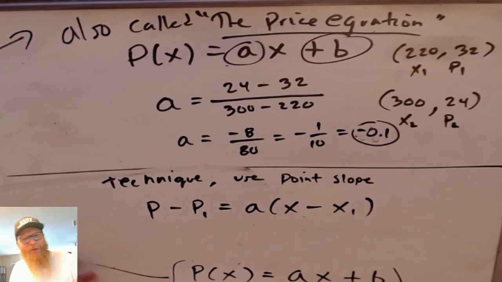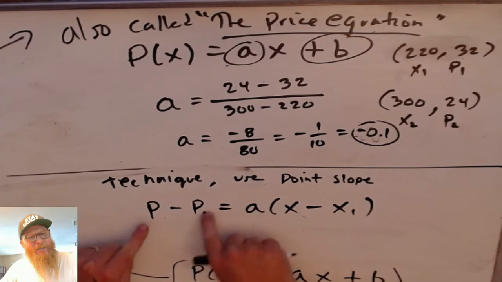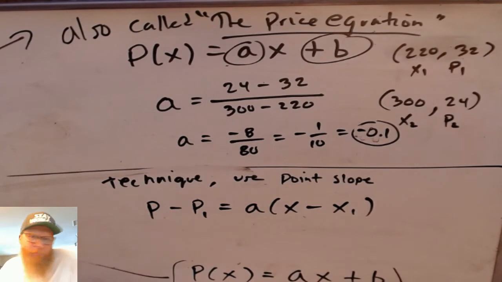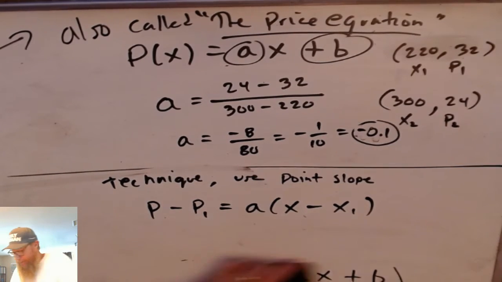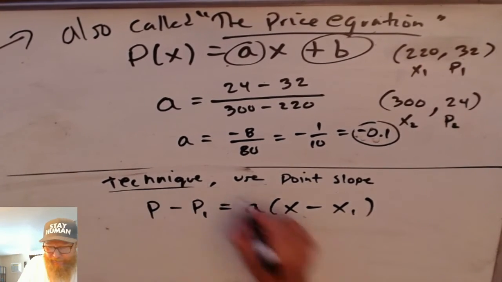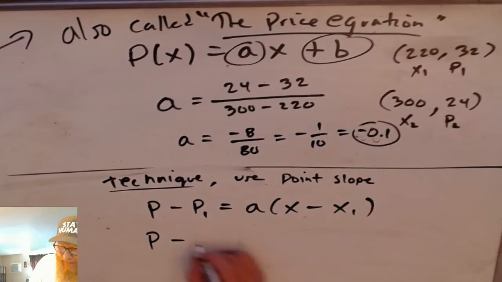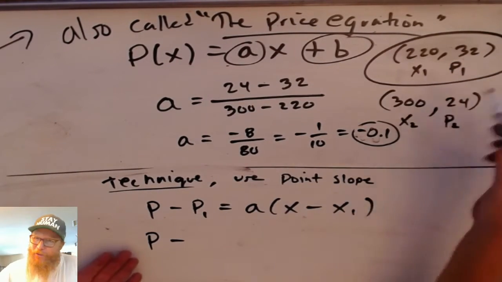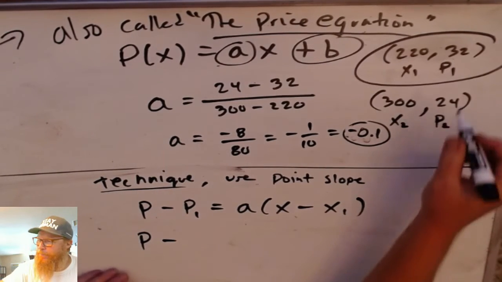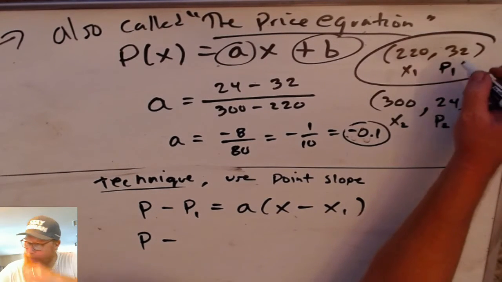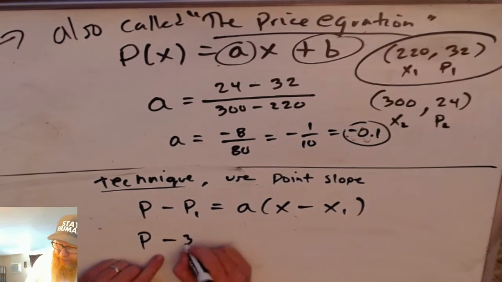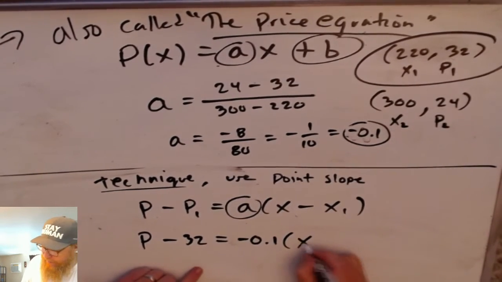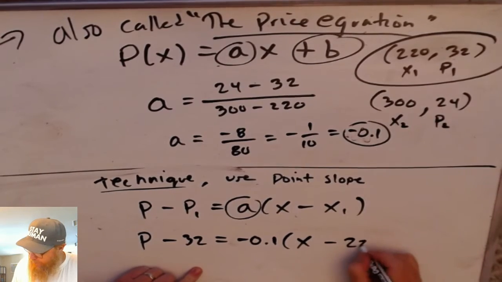Remember the old point slope formula? The Y's are now P's and the M is now A. It's a nice trick. Oh, nice technique. There I go again. All right, so I'm going to use P1 and X1, although you can actually use either one. It doesn't really matter. So you got P1 is 32. My A is negative 1/10. And my X1 is 220.